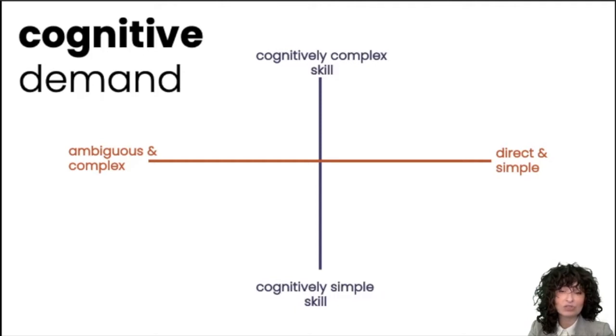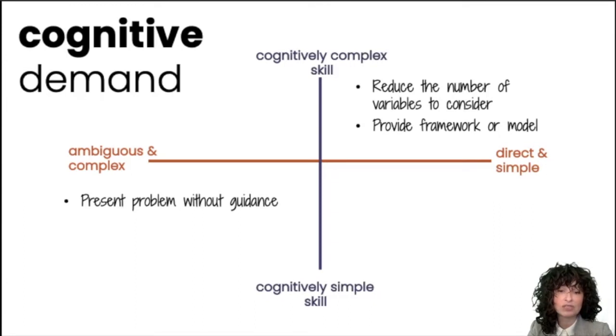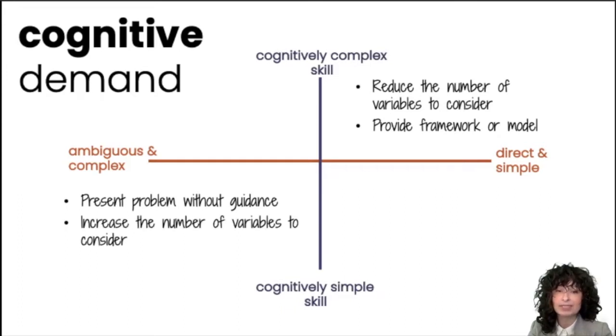You can ask a student to use a fairly challenging cognitive skill, but you can reduce the number of variables that the students need to consider, reducing the complexity, or you can provide a framework or model that helps to guide students through analysis, reducing the ambiguity. Alternatively, you can ask students to use a relatively simple cognitive skill, but increase the demand of the task by presenting the problem without guidance or increasing the number of variables that students need to consider.